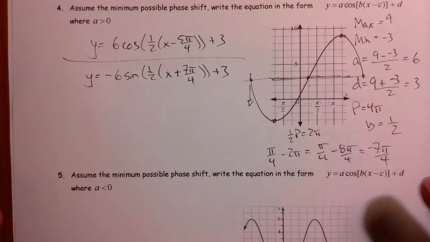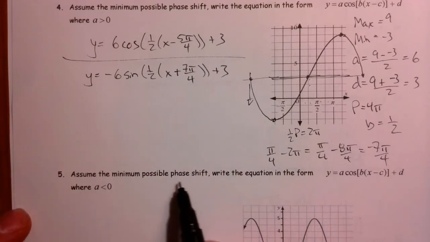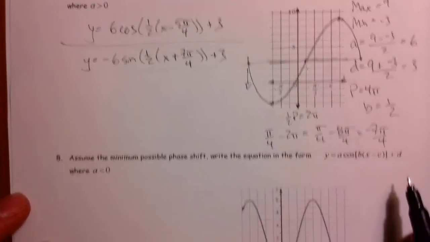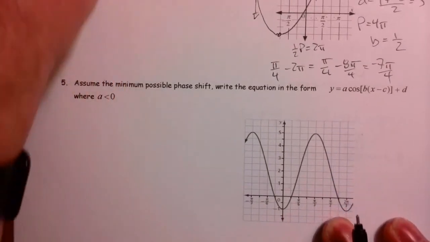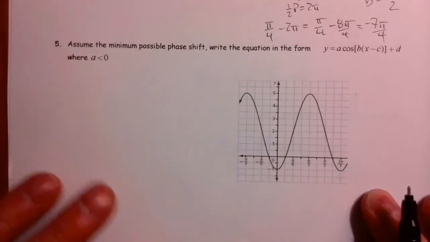Okay? So in this one right here, assume the minimum possible phase shift and write the equation in the form y equals... this is a cosine, but this one's a negative cosine. Okay, let me just fix this here. This is going to be a negative cosine.